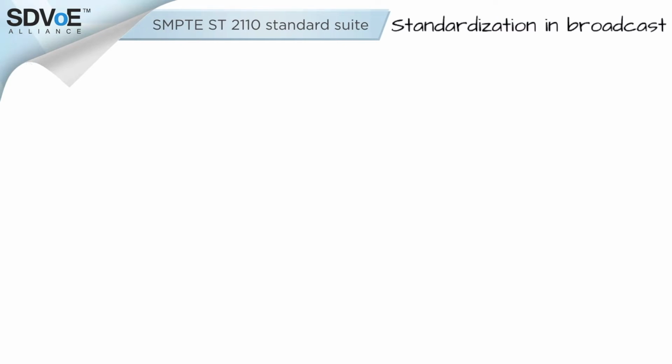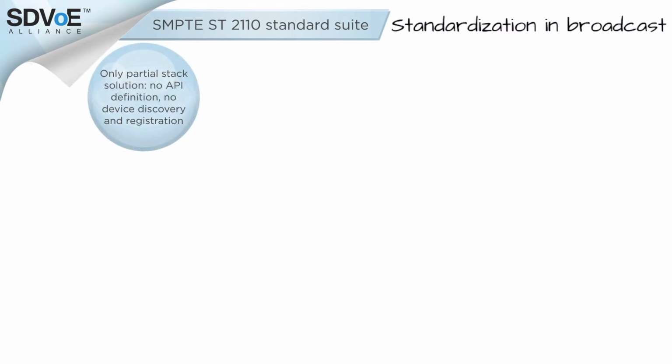Again, the broadcast market is very fixated on standardization, and while they've standardized partial Ethernet implementation in SMPTE as 2110, there's no definition of an API within SMPTE 2110. There's no device discovery and registration. It also relies heavily on constraints applied to other standards. So you have to reference IEEE 1588 or AES67 to know how to handle timing and audio.